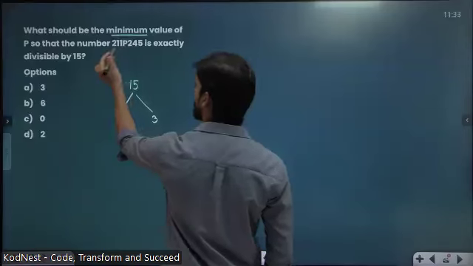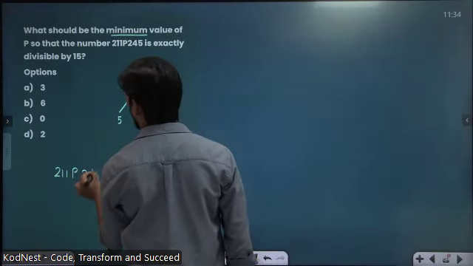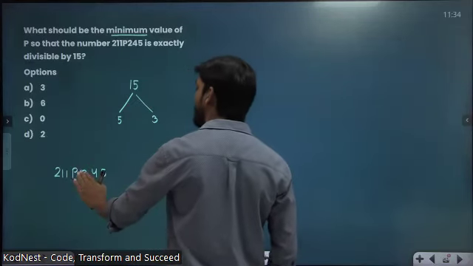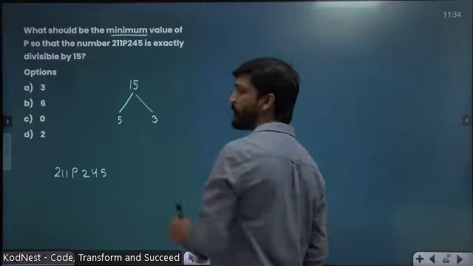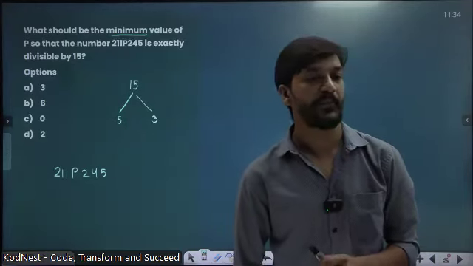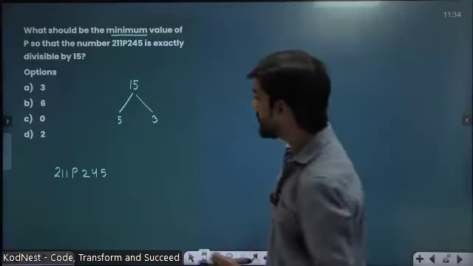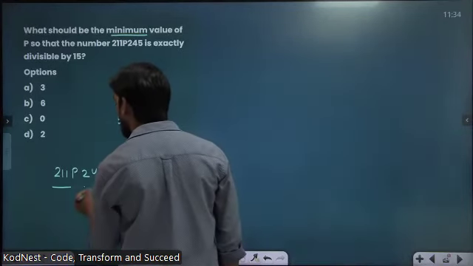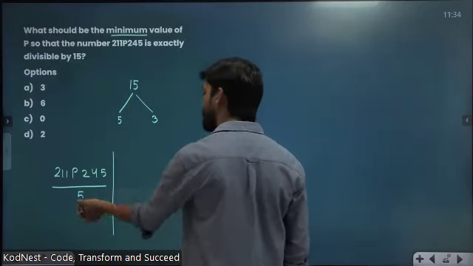Please answer. Is this number 211P245? Check. Please answer. Although we don't know the number, is it divisible by 5? Still asking, is it divisible? Yes. So it is already divisible. So why think anything about P? It is already divisible. So think with 3.